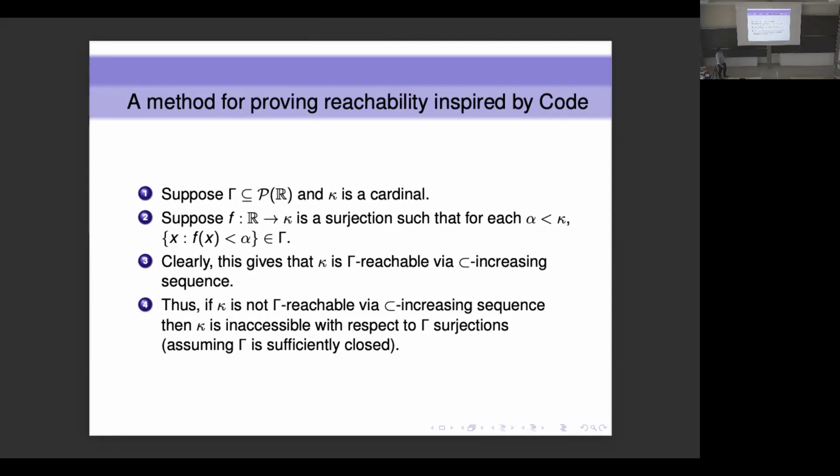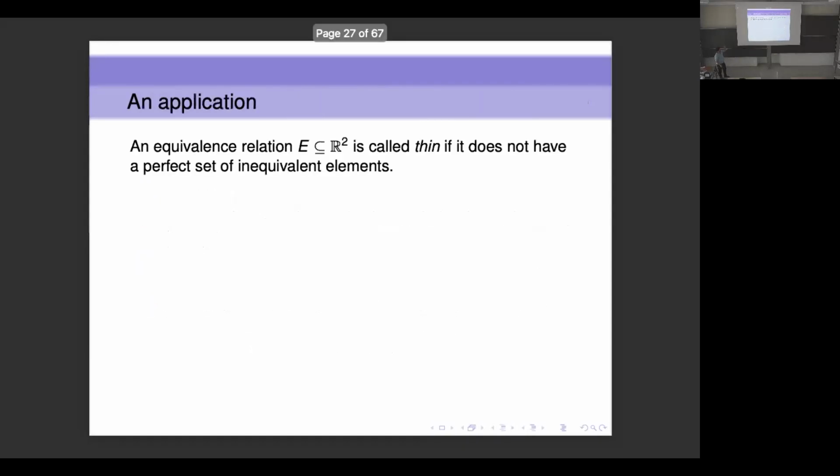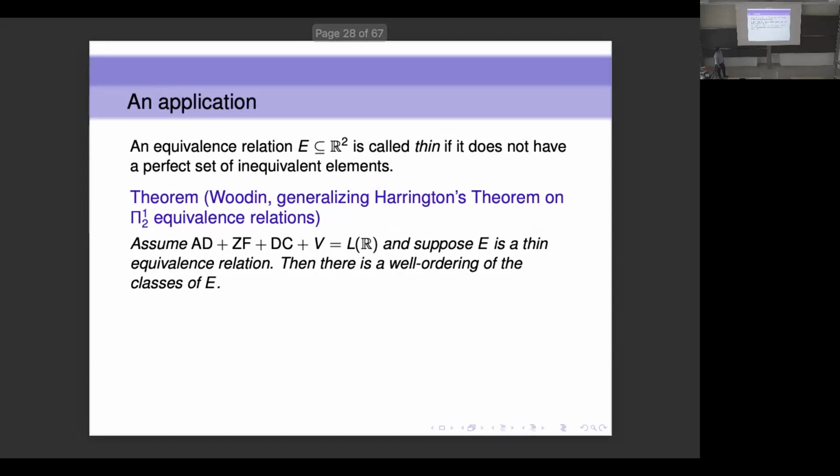Okay, so if kappa is not gamma reachable by these kinds of sequences, then you get kappa is inaccessible. There's some cofinality stuff there. This is probably not that interesting. This one is more interesting. Suppose you have a thin equivalence relation. Thin means you don't have a perfect set of inequivalent elements. There is a theorem of Woodin which generalizes Harrington's theorem on Sigma^1_2. Assume AD plus ZF plus DC. You can just assume AD plus if you want; the proof works from AD plus. The theorem says that if you have a thin equivalence relation, then you can well order these classes.